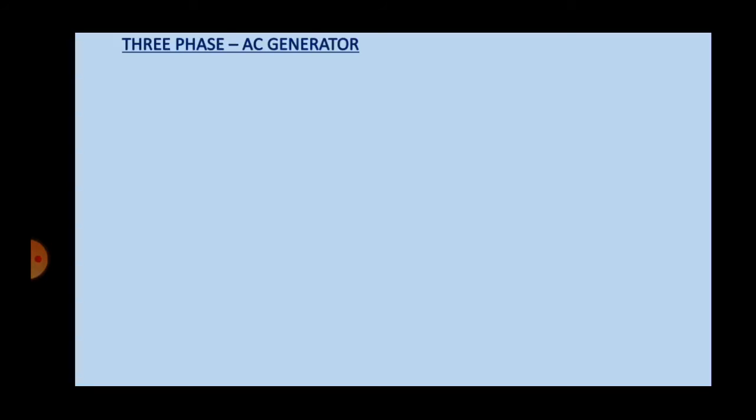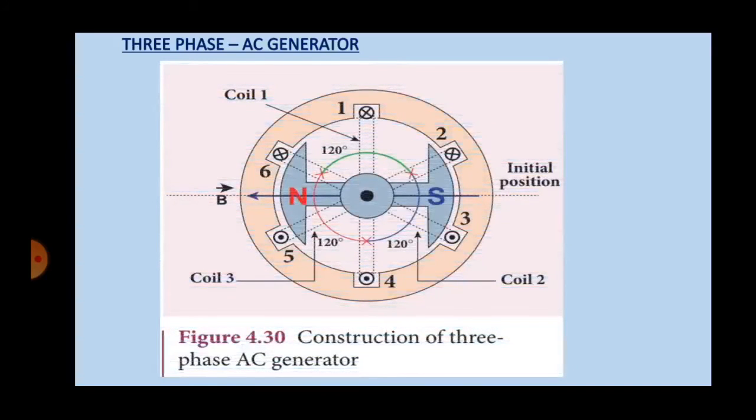So students, the three-phase AC generator produces a large amount of power. That means three-phase alternators are widely preferred for transmitting large amounts of power with less cost and high efficiency. Are you clear? Okay. This is the three-phase AC generator. Now see the diagram.